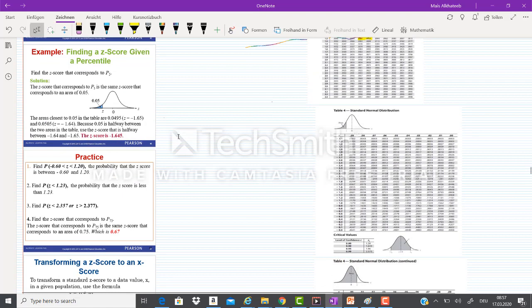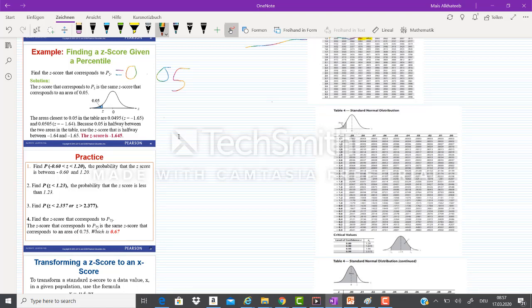If I have now another example, the third example will be: find the Z score that corresponds to B5. What do we mean by B5? If I see B5, that means it's 5%, that means 0.05.